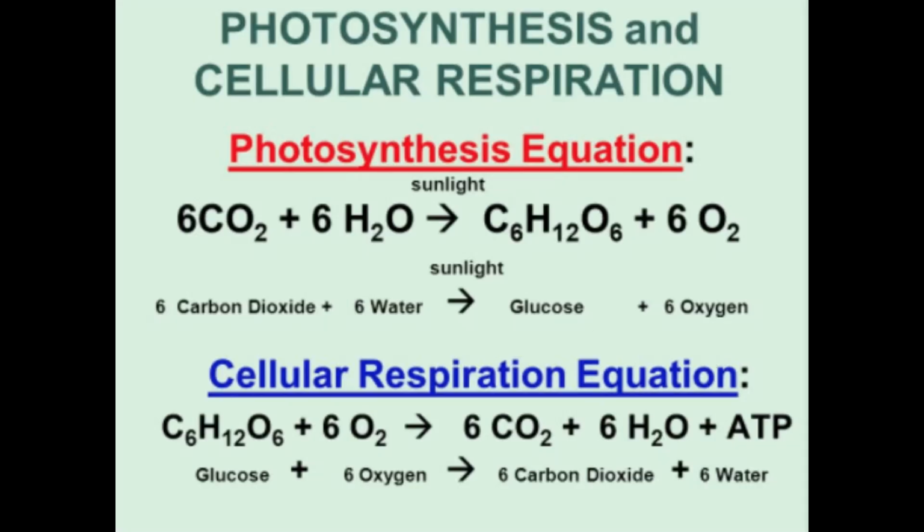All right, so if you didn't already have these equations written down, you need to have them written down. The photosynthesis equation is carbon dioxide plus water leads to glucose and oxygen, and then cellular respiration is glucose plus oxygen turns into carbon dioxide and water and ATP. So if you didn't get those written down before, if you didn't pause, you need to write these down now, okay?